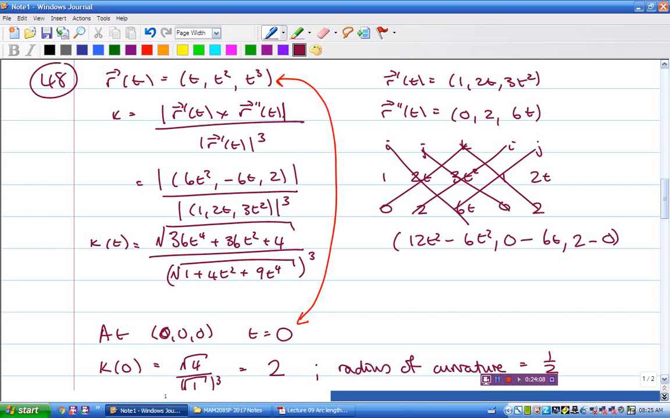There's R dash at the top of the screen. There's R double dash. If I had only been interested in kappa at 0, I wouldn't have worked out this thing on the left here. I would have plugged in t equals 0 straight after working out R dash and R double dash, and my cross product wouldn't have involved any t's. It would only have involved numbers. I wouldn't have bothered with that if I hadn't been interested in a general point. However, exercise 49 is also general, so off you go.